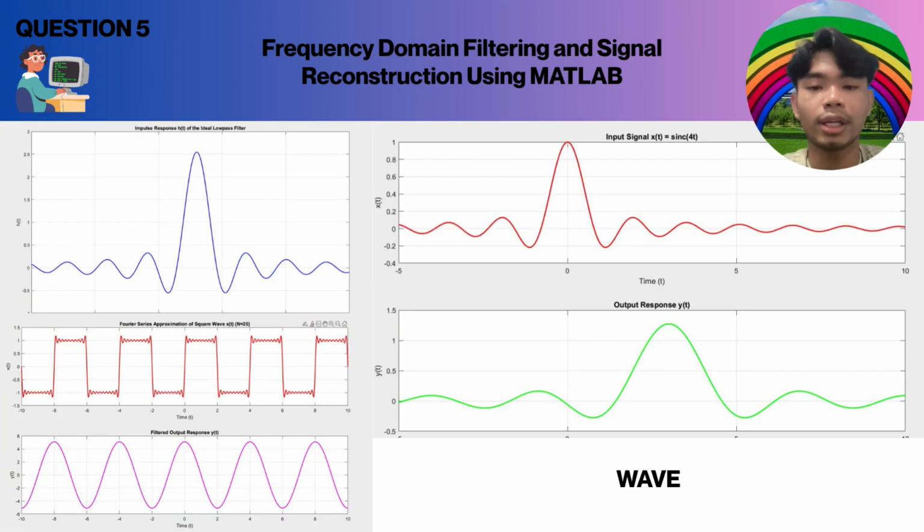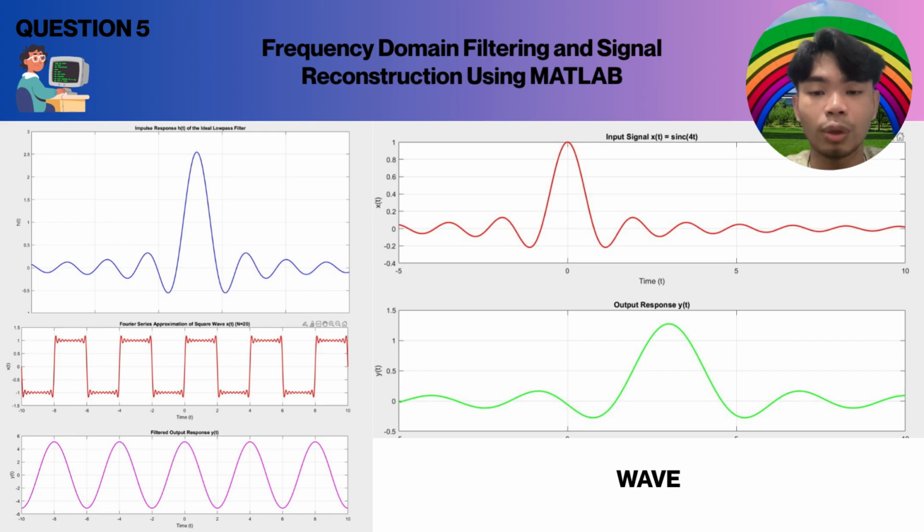Finally, let's look at the simulation result. The top left blue plot displays our time-shifted impulse response peaking perfectly at t equal to 3. On the right, the red input sinc pulse is sharp, but after filtering, the green output response becomes significantly wider and lower in amplitude due to the lost high frequencies.